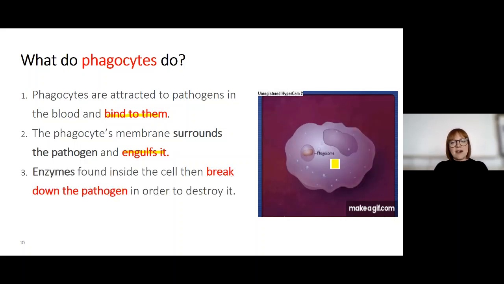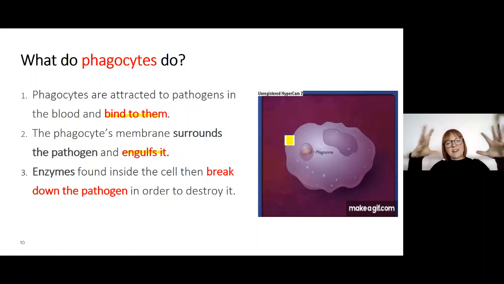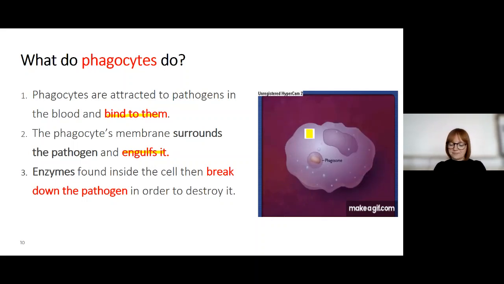Now once it's inside, the phagocyte itself has digestive enzymes, and these enzymes break down the pathogen in order to destroy it. So let's go through it again. The phagocyte is attracted to the pathogen and it binds to it. The pathogen then starts to go inside, so the phagocyte engulfs it, and then enzymes inside the phagocyte start to break it down and destroy it. So that's the function of phagocytes.